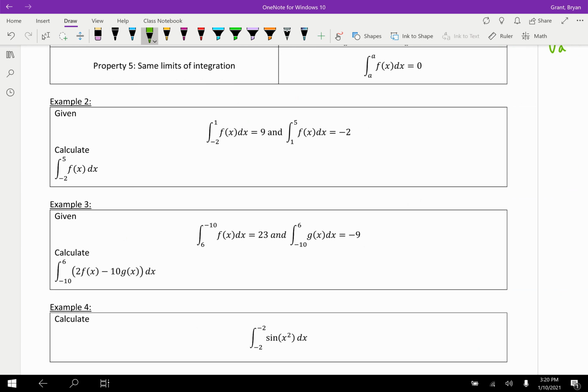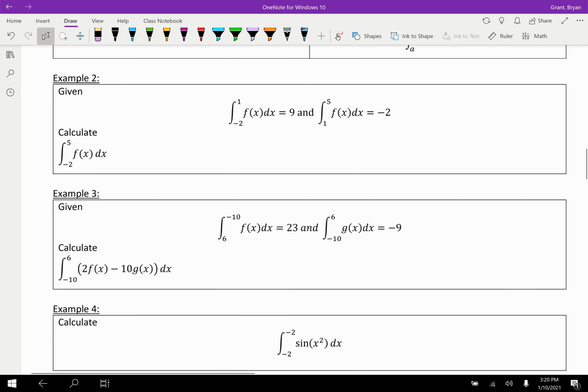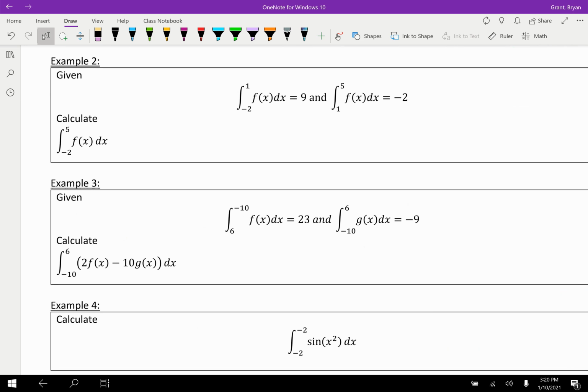Okay, I have a couple examples for you here, in particular example 2 and example 3, and I bet you guys could actually do okay with example 2 and example 3 without me, so I'm going to ask you to try it so I can take a quick pause and you guys can see how you're doing so far.